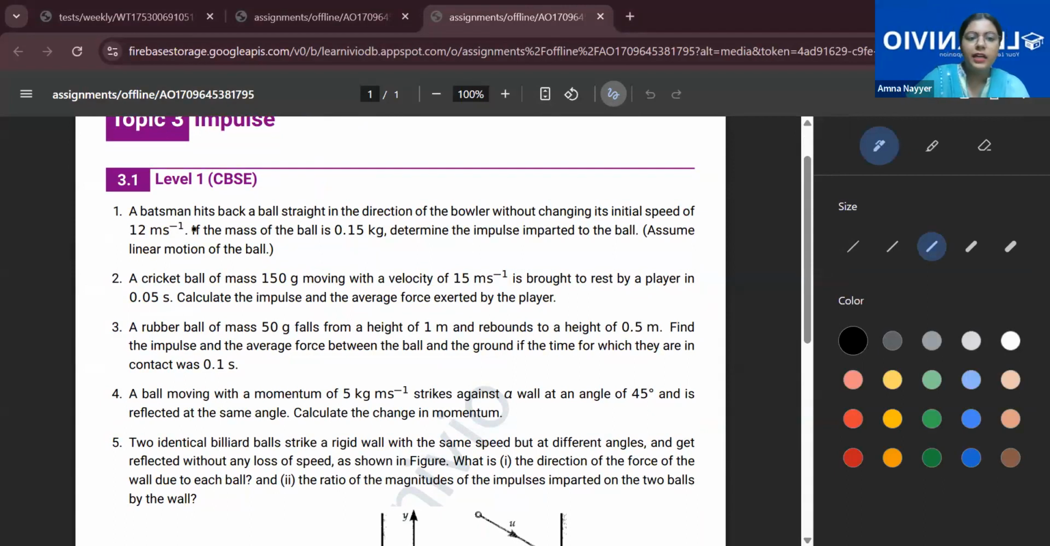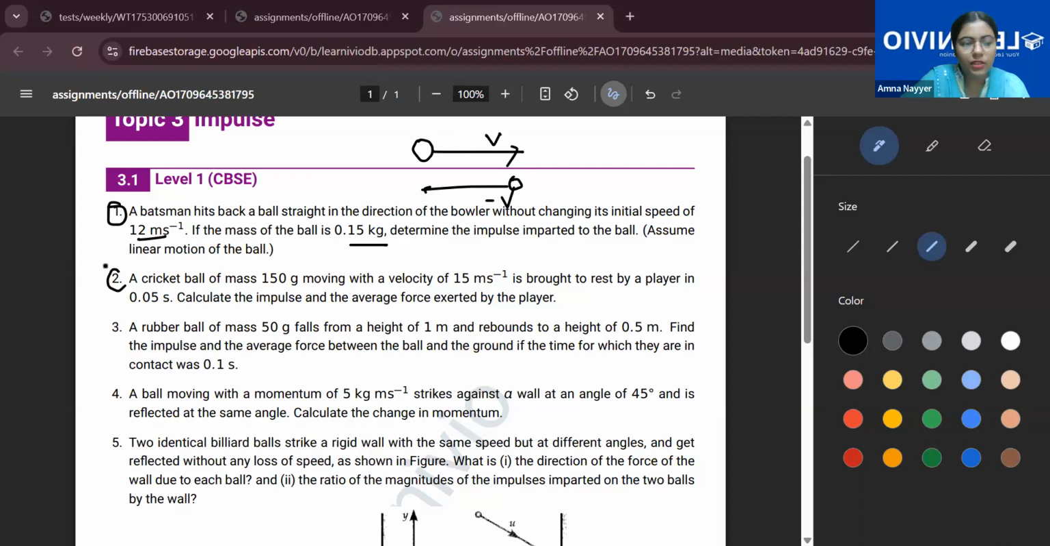A batsman hits back a ball straight in the direction of the bowler without changing its initial speed of 12 meter per second. Mass of the ball is given as 0.15 kg. You have to determine the impulse imparted to the ball. So class, we have done this kind of same question in the class where a ball is coming and it is bouncing back. So this is exactly the same thing. Mass is also given, speed also. It's just that one speed you have to take as positive, other speed will be negative.